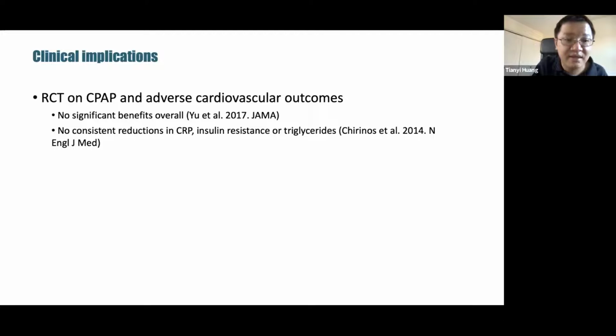The final part of my talk will discuss some clinical implications of these findings. Many of you know that there are multiple randomized controlled trials evaluating whether CPAP treatment can reduce adverse cardiovascular outcomes. But the results are not that encouraging. Based on a meta-analysis of 10 randomized trials, there's no significant overall benefit of CPAP on cardiovascular outcomes. They also didn't observe consistent reductions in CRP, insulin resistance, or triglycerides after CPAP treatment.